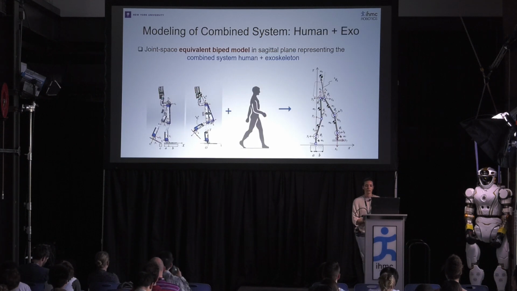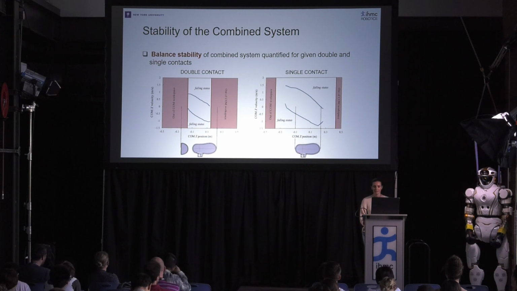In this work, we want to evaluate the balanced stability boundary of what we call a combined system. There is a model of a lower limb exoskeleton, Mina V2, developed by IHMC, integrated with the model of a human body, both in the sagittal plane, and they result in this equivalent biped model that can make double and single contact with the environment, with the ground. These are the results of the balanced stability boundary of the combined system in double contact and single contact, respectively.